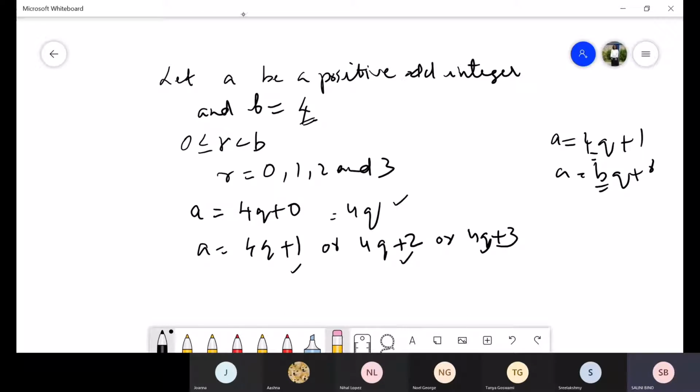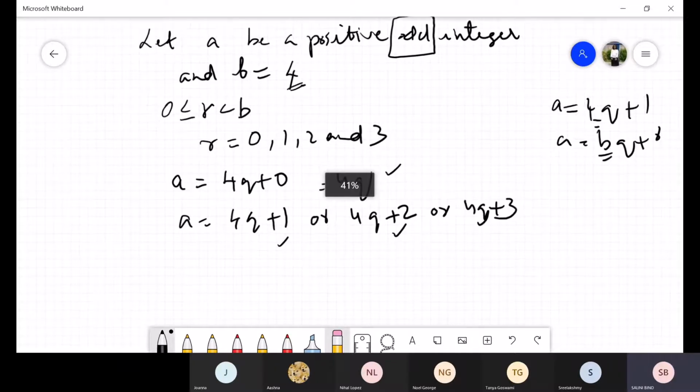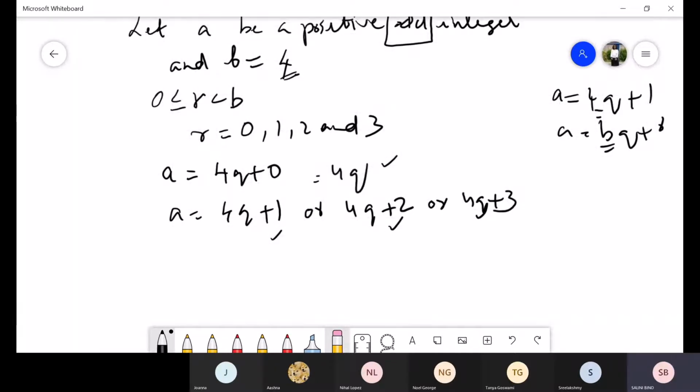And remember, it is an odd integer. So now we can pick out from these 4 values. 4Q, 4 into an integer means it will be an even number. Right? Now, what about 4Q plus 1? 4Q is even. So when you add 1 to an even integer, it will become odd. So you can take this one.